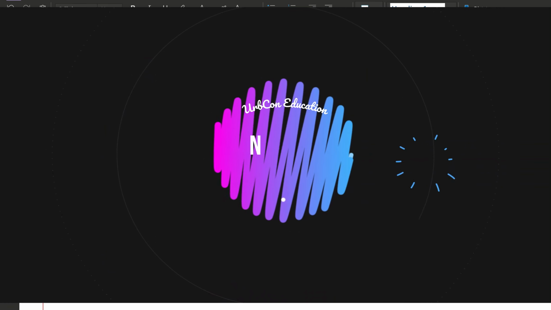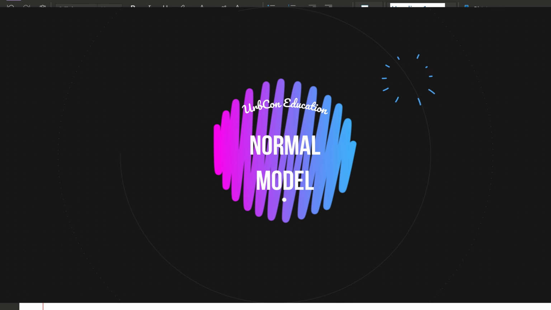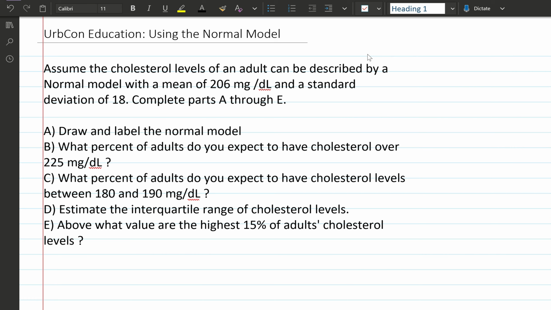We're going to be talking about what's called the normal model. So this is a very important concept in statistics. We're going to use what's called the normal model to answer a few questions.